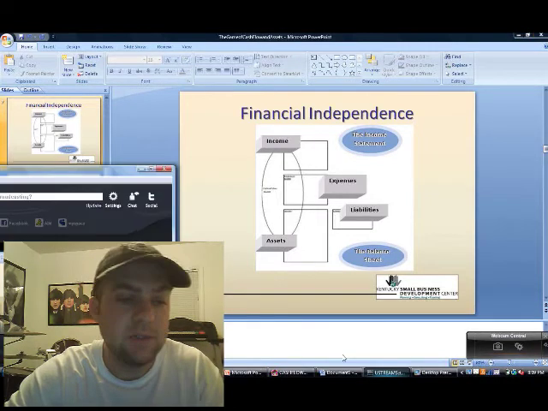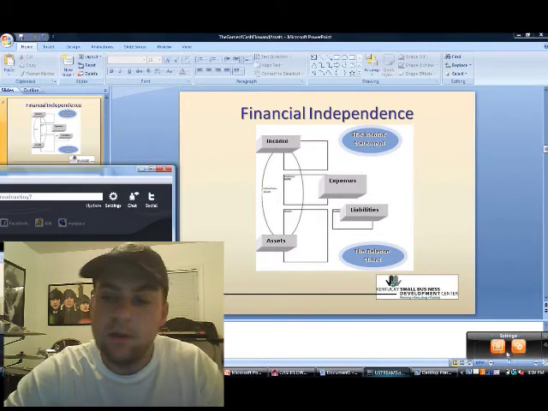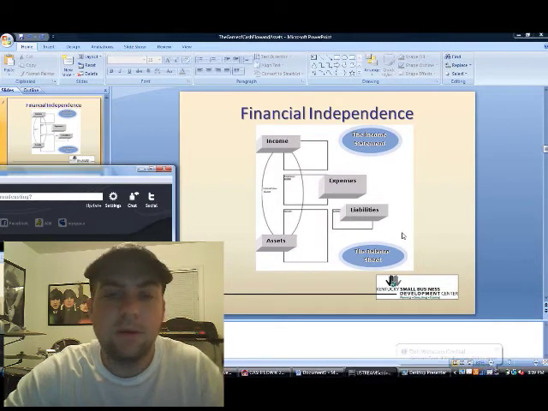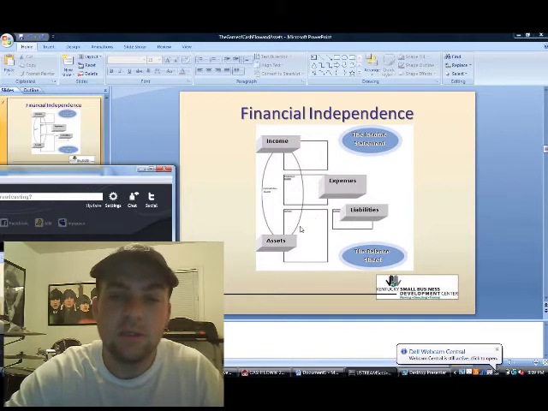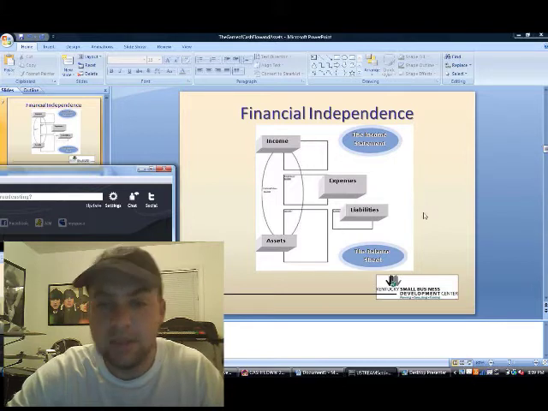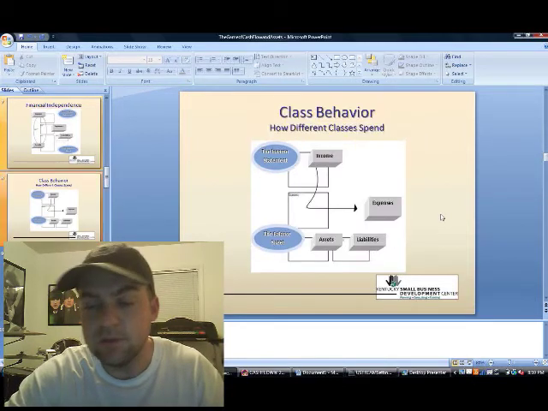So essentially you have income coming in from your asset column that's greater than or equal to your expenses. This ellipse represents financial independence. So you spend your time building assets in order to reach financial independence.